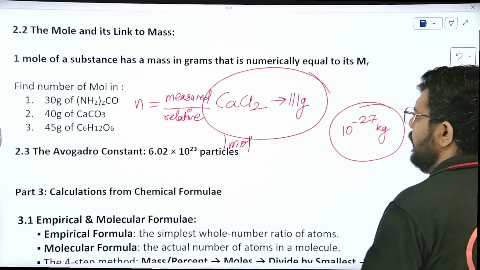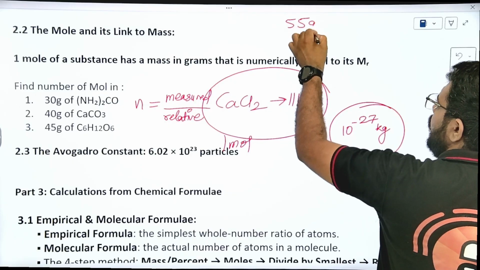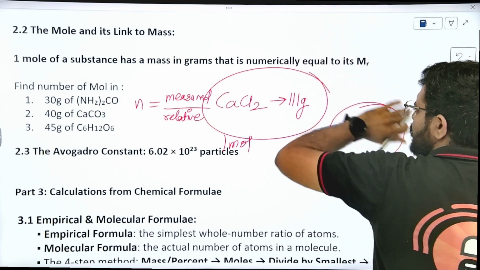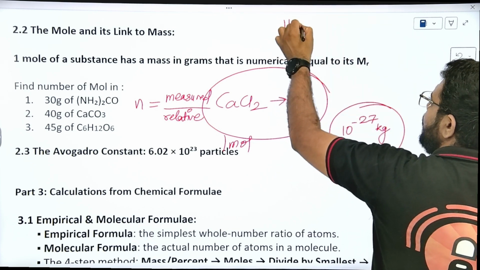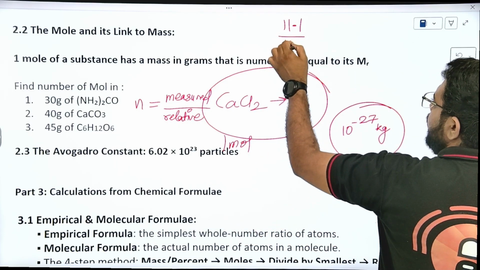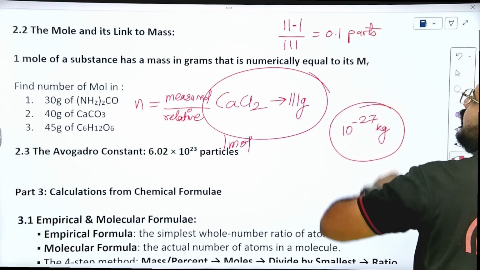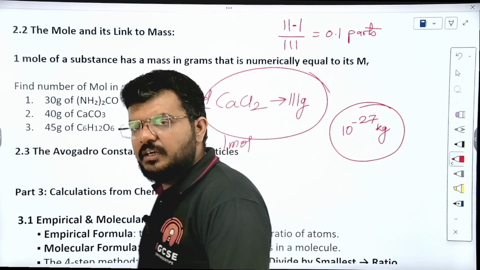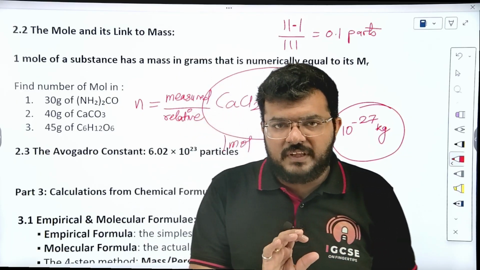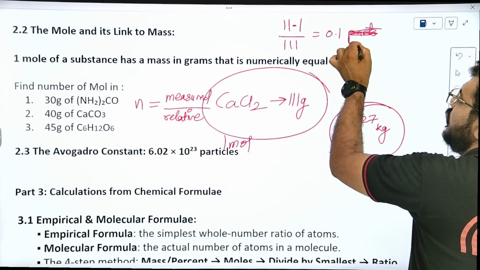Let me explain this. If I had, let's say, 55 grams of calcium chloride, okay, not even 55, let's take a simpler ratio that can be done mentally. So I have 11.1 gram of calcium chloride. How many parts of calcium chloride do I have? 11.1 upon 111, which is 0.1 parts of calcium chloride I have. Because if we consider 111 to be 1 part, then 11.1 is just 0.1 of that, right? Now that 0.1 is not parts, it is actually mole.